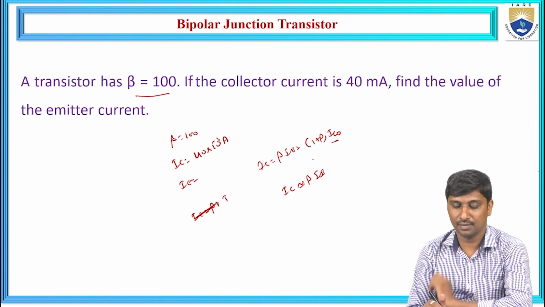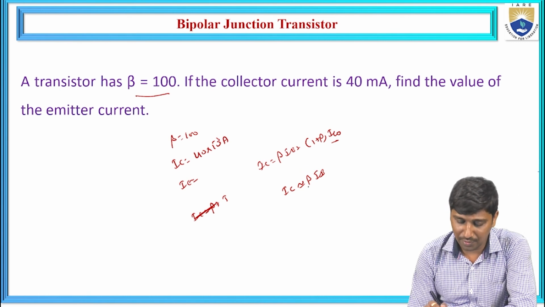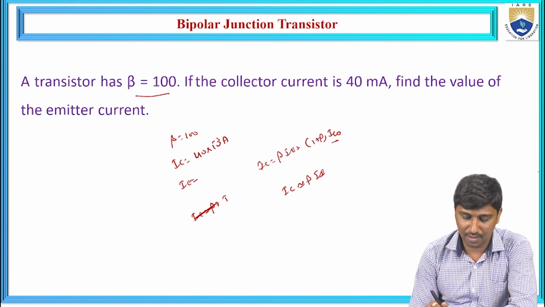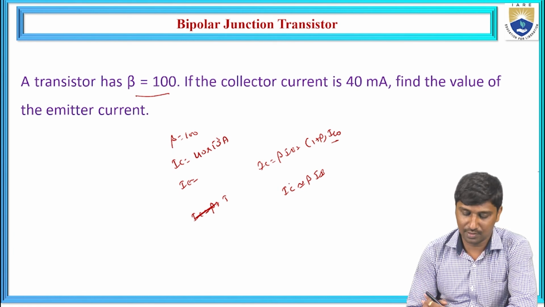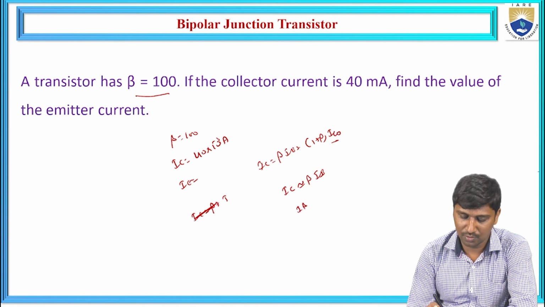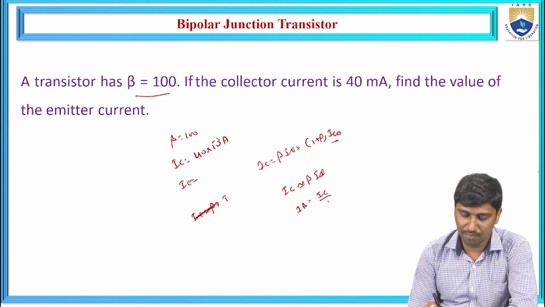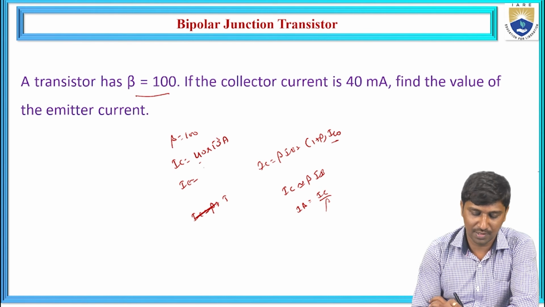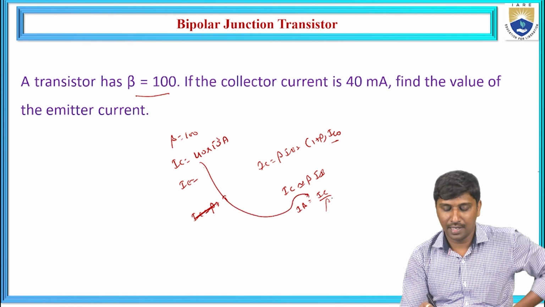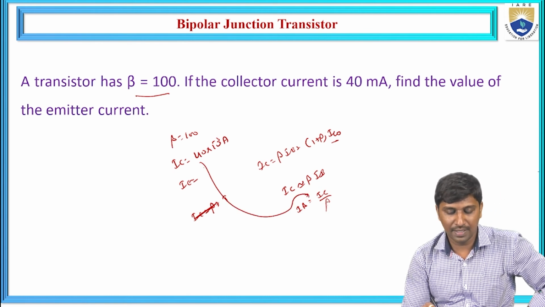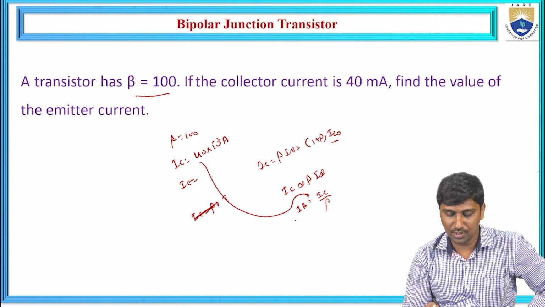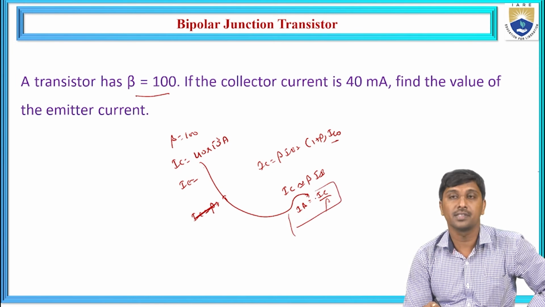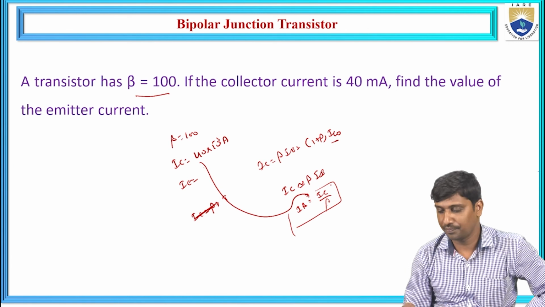So for this case, now we need to calculate IB. So how to calculate IB? IB is equal to IC by beta. So what is IC? The IC value we need to take from the statement. And now we need to substitute the beta value. Then you can observe what the IB value is.